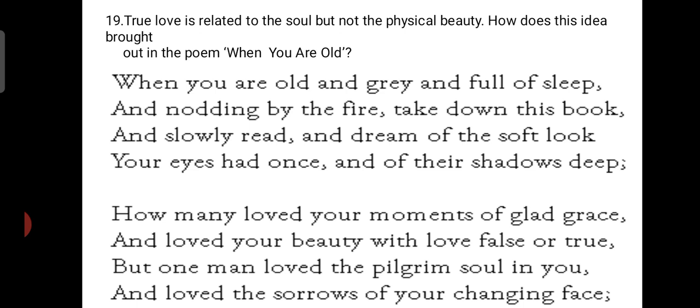So what is happening? The poet is writing this poem to his lady love and gives that poem to her and asks her to read this poem when she is old. When you are old and gray and full of sleep and nodding by the fire, take down this book and slowly read and dream of the soft look your eyes had once and of their shadows deep. So he is telling the lady love when she becomes old to take the book and read. Which book? The book of poems in which he had written about her, appreciated her beauty.